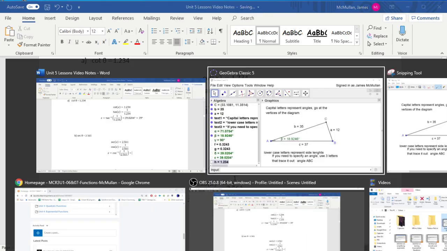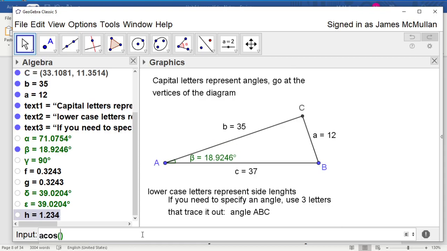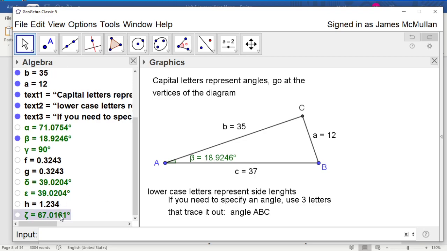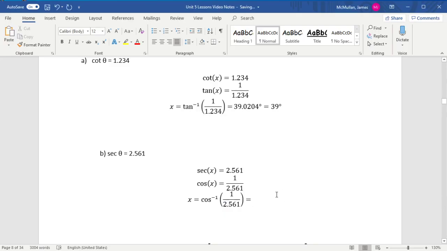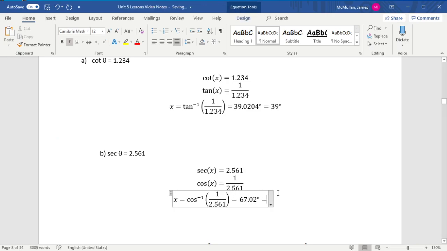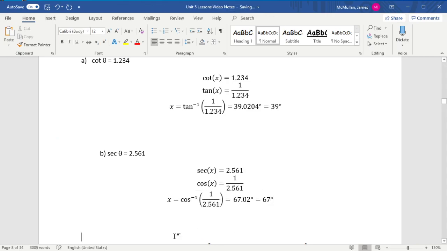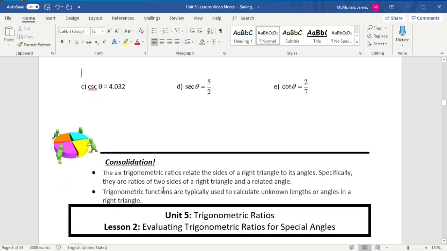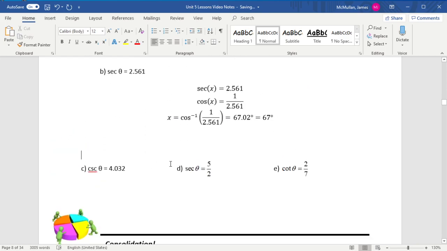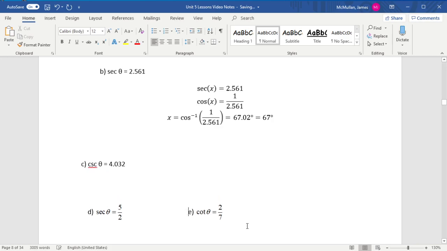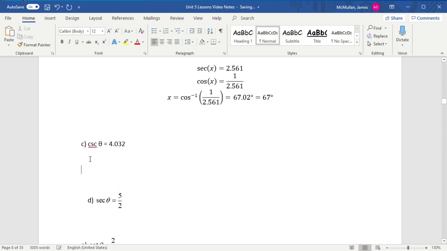Okay, and so that's what we're going to do. I'm going to type a cos for inverse cos, 1 over 2.561. Gives me 67.02 degrees, which we're just going to say is 67 degrees. Okay, round to the nearest degree. Okay, just a few more and then we're done for the day. You can try some of these and then try that question I left you with if you want.